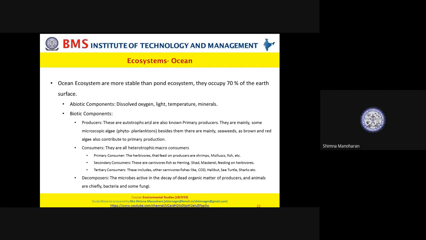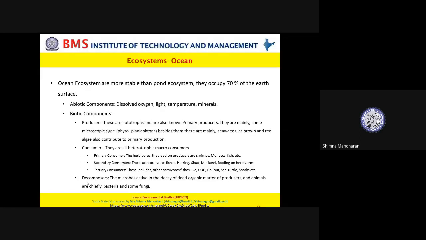Producers are again autotrophs. Mainly here you have microscopic algae, nothing but phytoplankton, and then you have seaweed, brown and red algae. In consumers, you have shrimps, then fishes. Then in secondary consumers, you have mackerel. Those of you who eat fish will know what a mackerel is. Then tertiary consumers, you have sea turtle and shark, which feed on the secondary consumers as well, right?